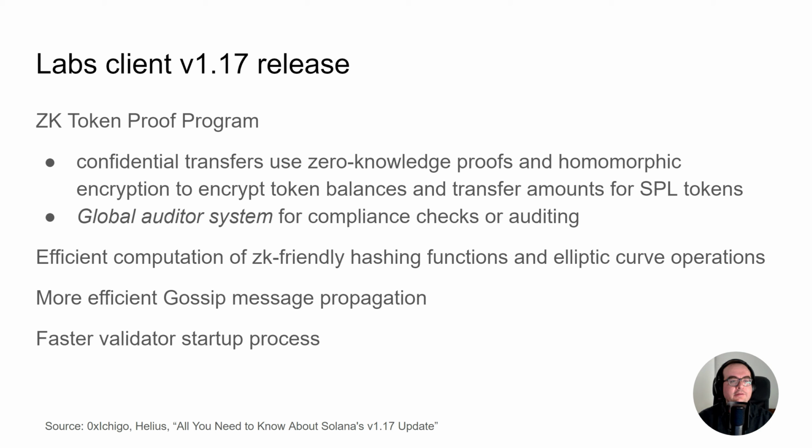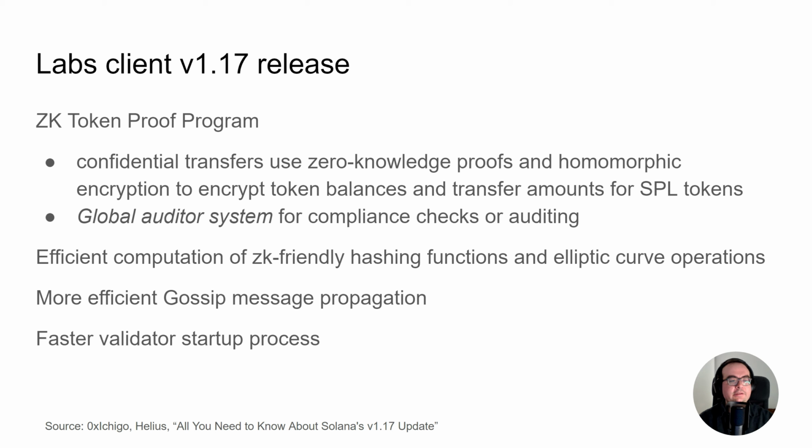In the new release, v1.17, that now most of the network is running, we have the activation of the ZK token proof program. This is a token extension and it enables confidential transfers using ZK proofs and homomorphic encryption. So you do operations directly on encrypted data and you can encrypt the token balances and basically not reveal the transfers except to the parties that you want to.